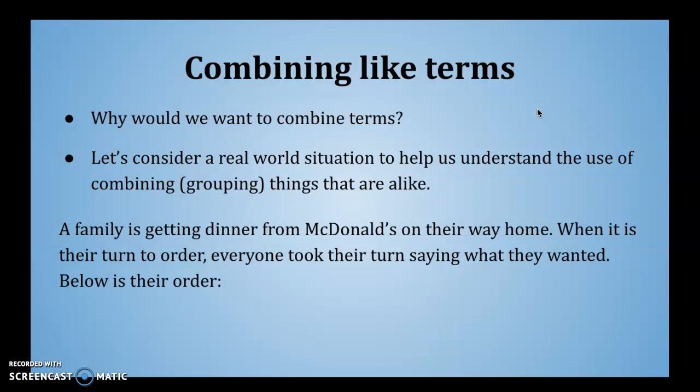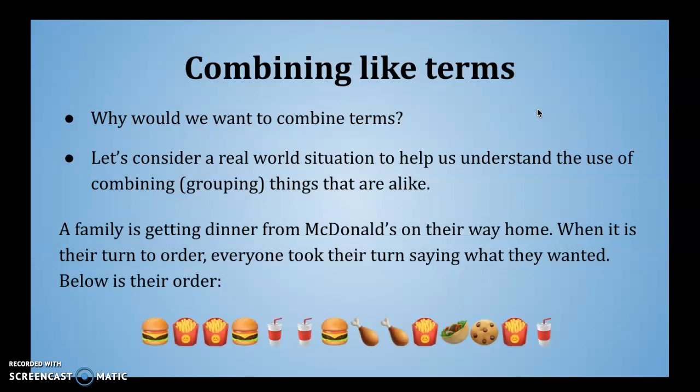When it's their turn to order, everyone took their turn saying what they wanted. So below is their order. They get to the little speaker box and just start spouting out their order. Somebody wanted a burger, fries, somebody else wanted another fried burger, 2 drinks, a burger, then 2 things of chicken, maybe chicken nuggets, chicken strips. Fries again. A salad, a cookie, so that the little kid eats. We can bribe them with their dessert. You finish all your food, you get to have the cookie, fries, and a drink.